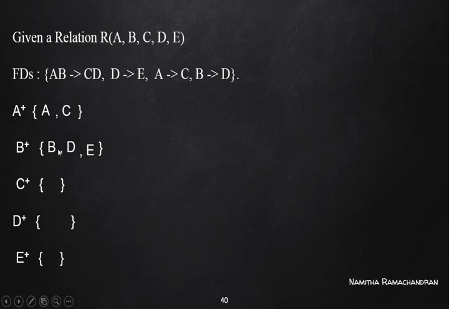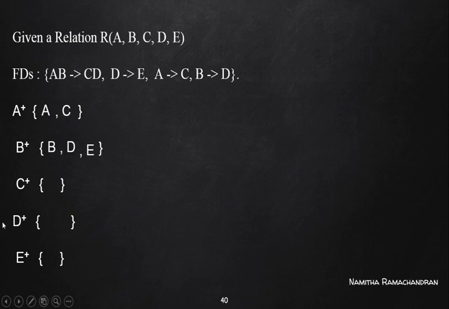Can BD derive anything? No. Can DE derive anything? No. Can BE derive anything? No. Again, can the BDE combination derive anything? No. So here we can stop, and the closure set of B contains the elements B, D and E.